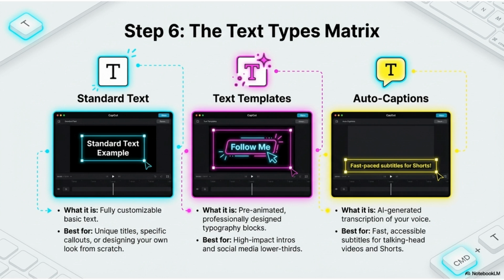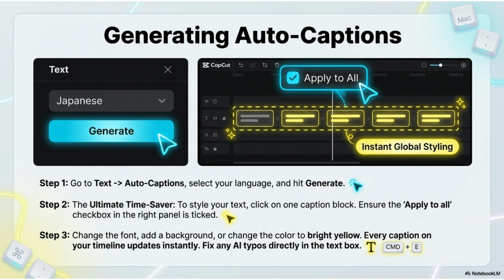These are pre-animated, professionally designed typography blocks, best for high-impact intros and social media lower thirds. Third are auto-captions. This is the AI-generated transcription of your voice, best for fast, accessible subtitles for talking head videos and shorts. Generating auto-captions. Let's dive deeper into generating auto-captions.